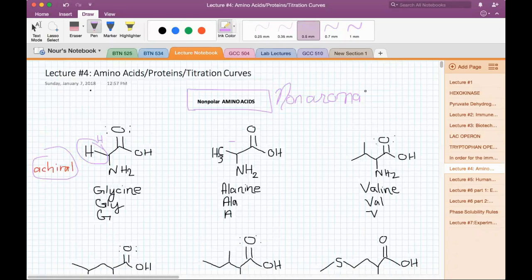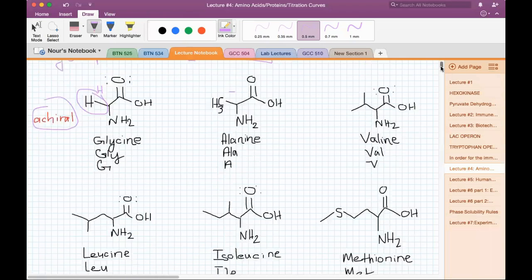Non-polar, non-aromatic. And what does non-polar mean? Well, it generally means hydrophobic. So these are hydrophobic. And what does that mean? It means that in most cases, it would not be on the outer part of a membrane. It would probably be the inside because it's non-polar.